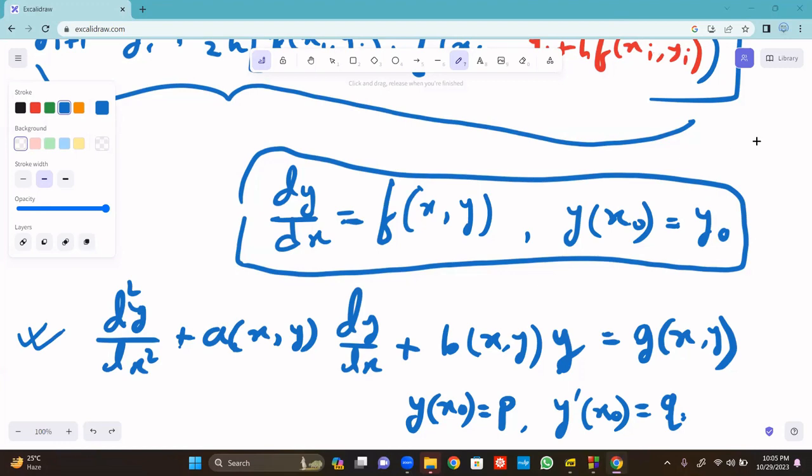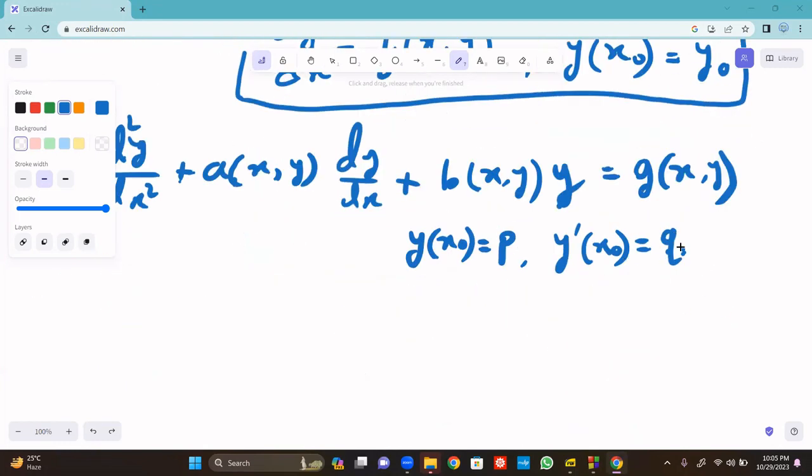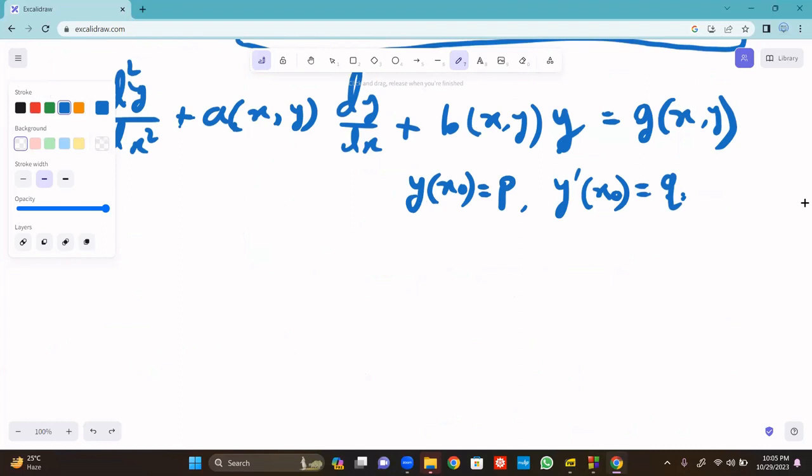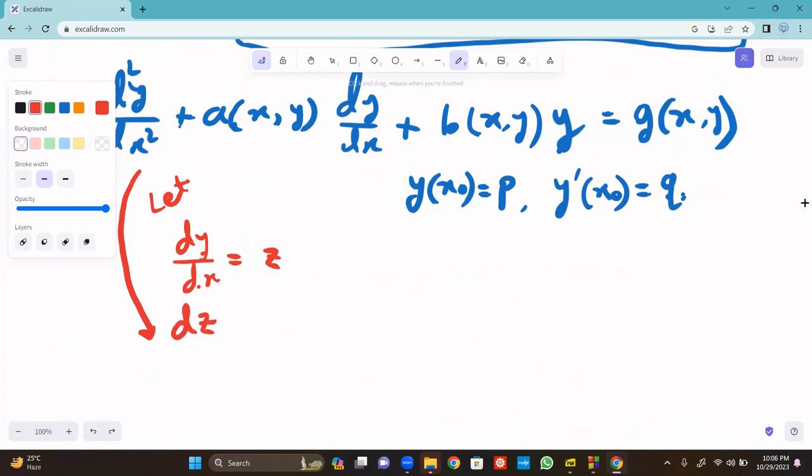Actually, there is no way we can directly solve this equation using Euler method, but there is a very interesting indirect way. Let's see how. What we are going to do is assume dy by dx equals some function z. Then the given equation becomes what? You can understand that we are converting everything into z. So d square y by dx square becomes just dz by dx.